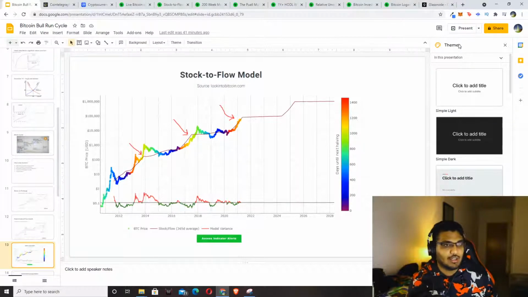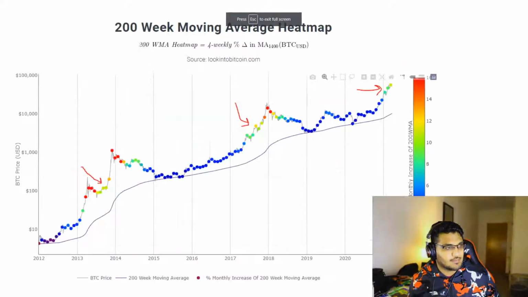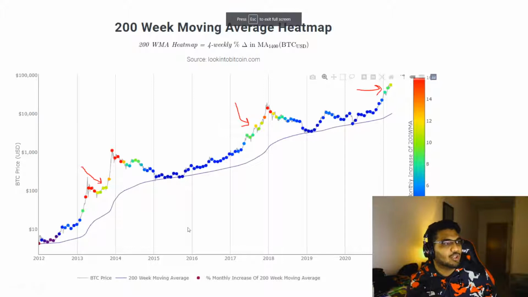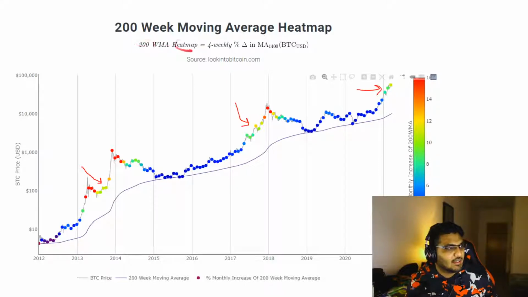The next one we're going to look at is the 200-week moving average. So the 200-week moving average, you can see here is a heat map because of the colors, the 4-week percentage deviation in the moving average of the 1400 Bitcoin US. So if we look here, this would be the 200 moving average and the percent monthly increase.